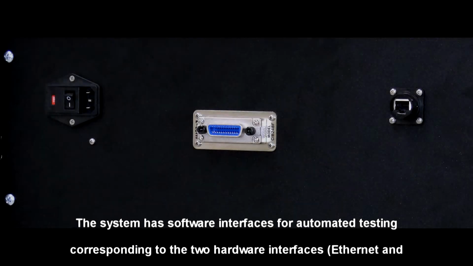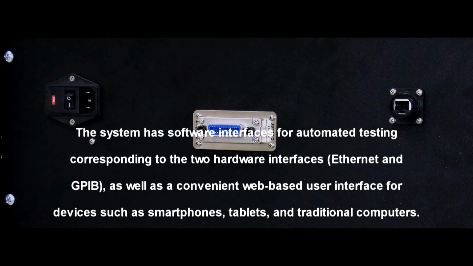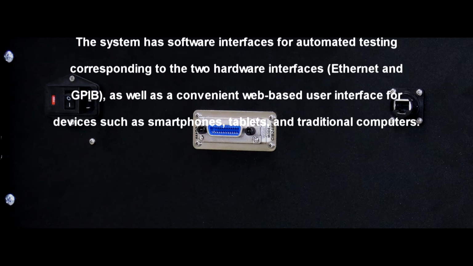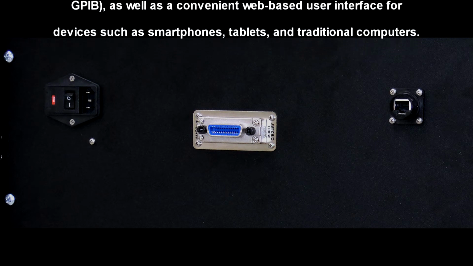The system has software interfaces for automated testing corresponding to the two hardware interfaces, Ethernet and GPIB, as well as a convenient web-based user interface for devices such as smartphones, tablets, and traditional computers.